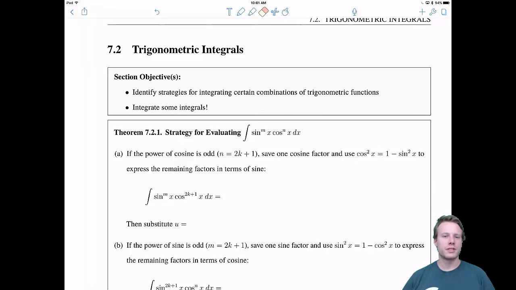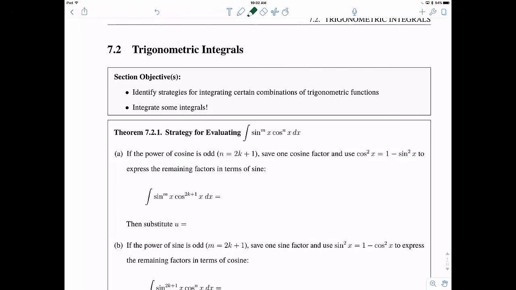Welcome everyone to 7.2, trigonometric integrals. Now in this section we have two main goals. The first is to identify strategies for actually integrating more complicated trigonometric integrals. We won't be able to get necessarily all of them, but we will be able to get a good combination of these things. And then the second thing is to actually apply this. We will integrate some integrals. So let's get to it.